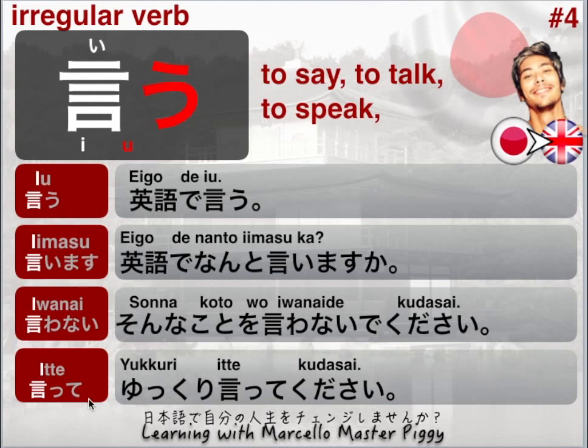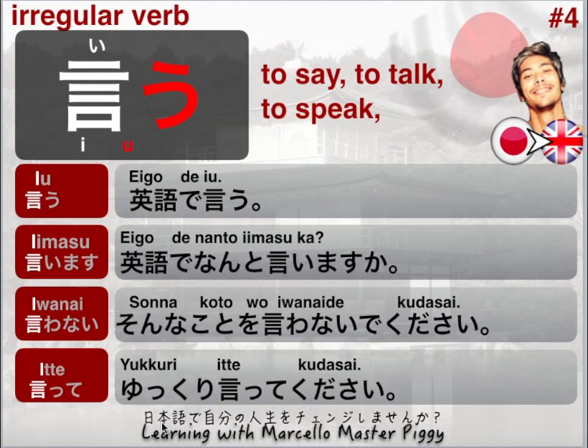Good. And the last one is our te-kei. In order to create our te-kei, we're going to need a small tsu, which means a double t. So we're going to have a break in between the verb i and the t. It becomes itte. Let's have a look at the sentence. Yukkuri itte kudasai. So, please say it slowly.